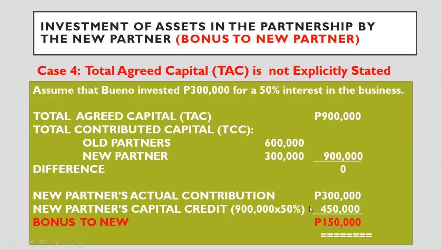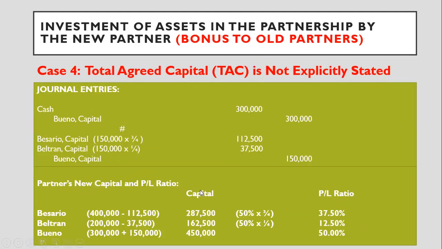And then we will determine how much is the bonus to be given to the new partner. The partner's actual contribution is 300,000. To compute the new partner's capital credit based on the total agreed capital, it is 900,000 times 50%, which is 450,000 capital credit. So from 300,000 with a capital credit of 450,000, the new partner is given a 150,000 bonus. So how do we record the 150,000 bonus?